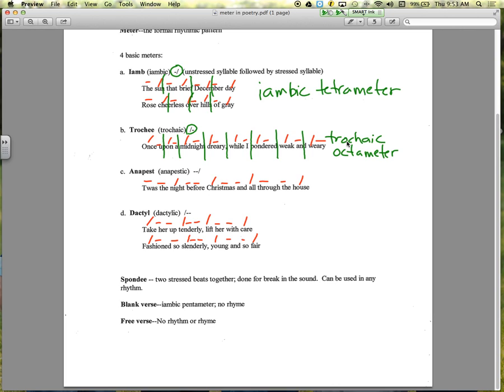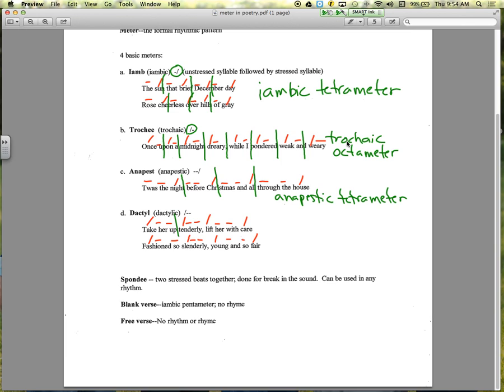All right, so let's look at the Anapest one. The pattern is unstressed, unstressed, stress. So we've got 1, 2, 3, and 4. So what would this be called? Anapestic tetrameter. Okay? And then we have our dactyl, which is stressed, unstressed, unstressed.